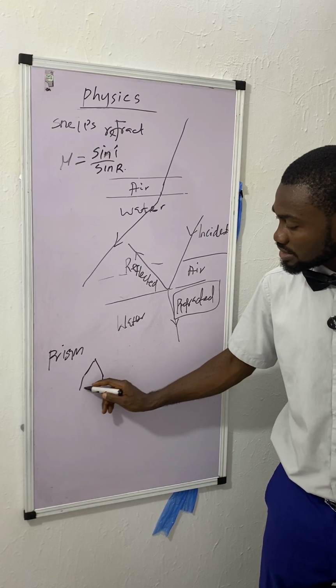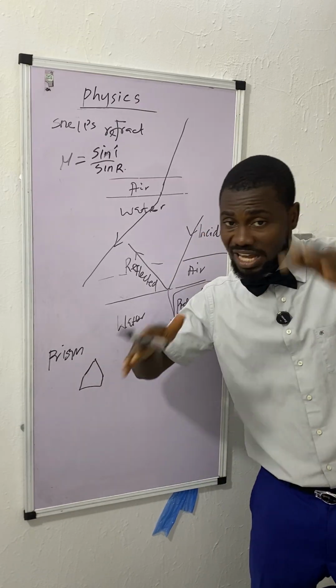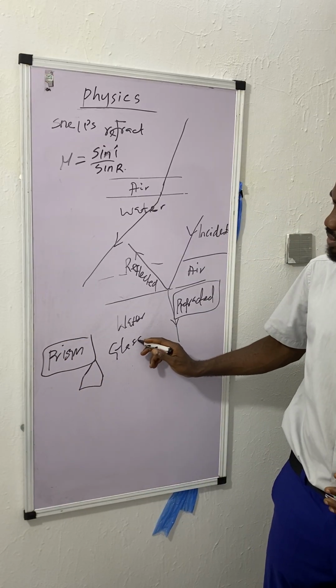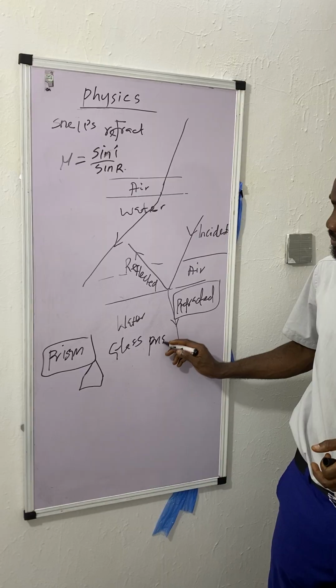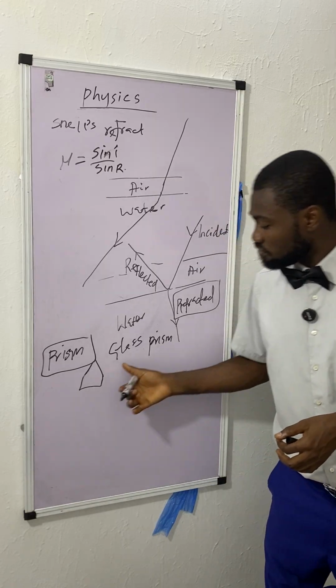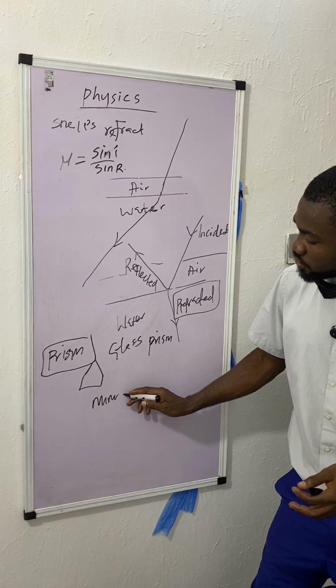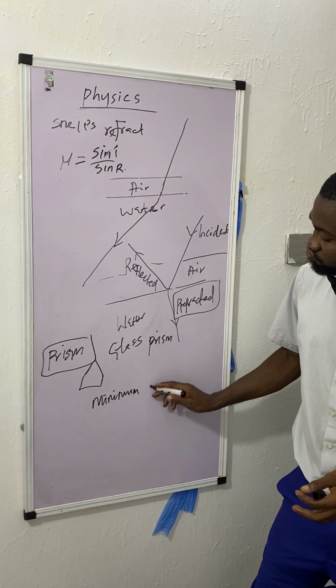So a prism will have a shape like this. It must be angular. It must have two sides at an angle. That is a prism. So when talking about a glass prism, it's a prism made of glass, and that's where we have minimum deviation.